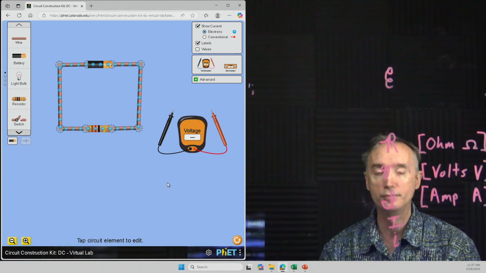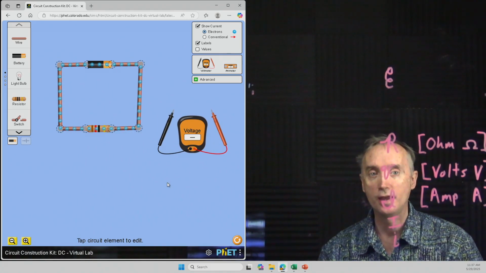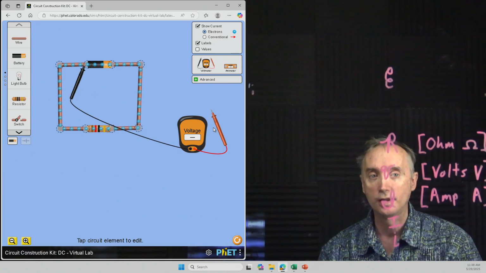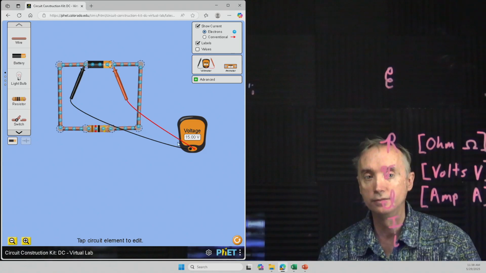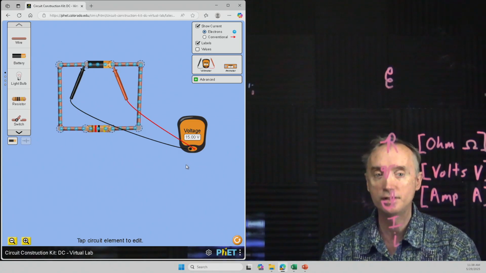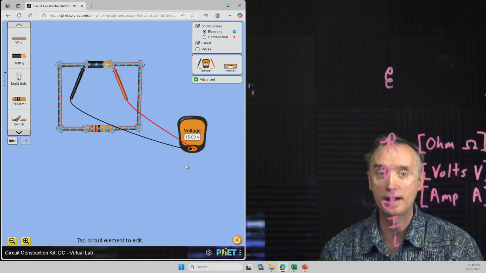So a voltmeter measures voltage. And to measure voltage, it's really simple. All you got to do is take the two probes and you put one over here, and then you put one over here, and then you just read what it says. And you see that it says 15 volts. And that was the voltage on the battery.